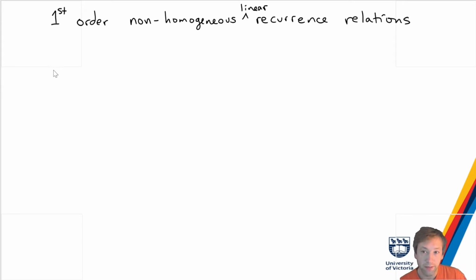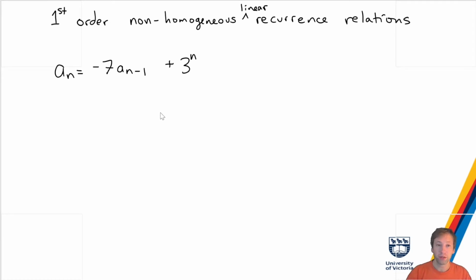In other words, we have things which look like this. An is equal to some constant times an minus 1. Let's say the constant could be negative 7, an minus 1, and then plus some function of n. So, for example, we could have here 3 to the n. And the trick we came up with to solve this is to set up a telescoping series, or a telescoping sum.